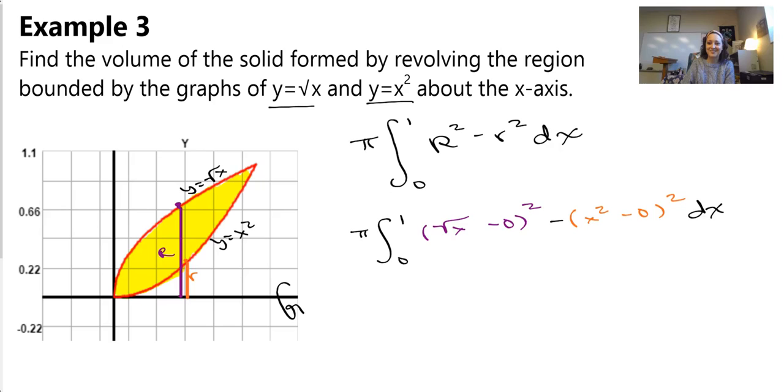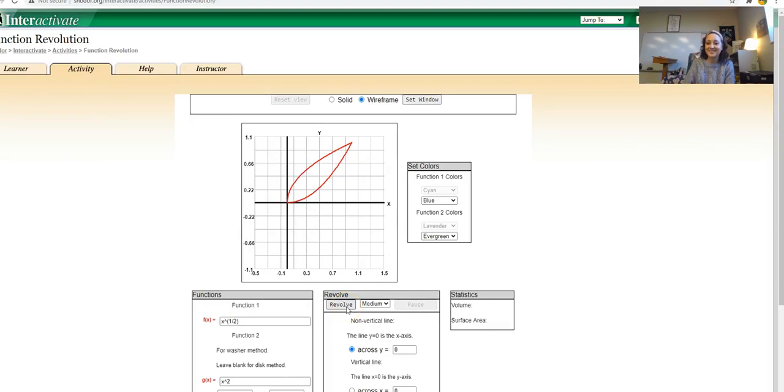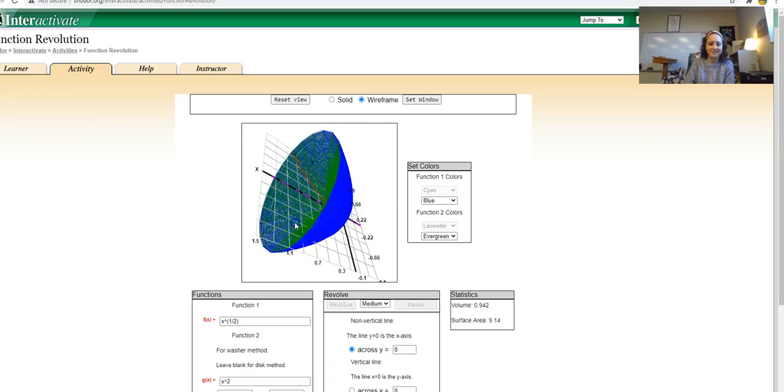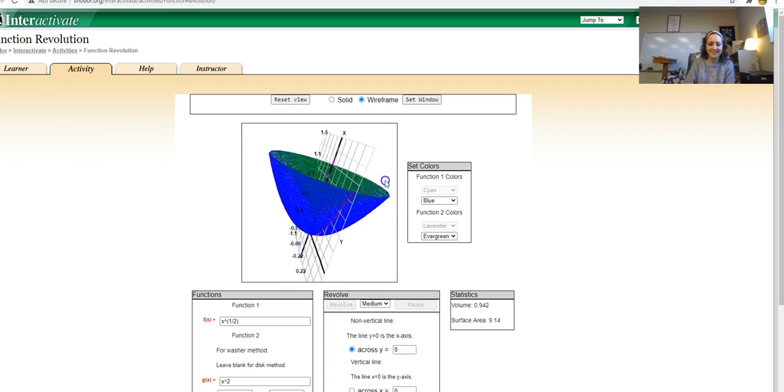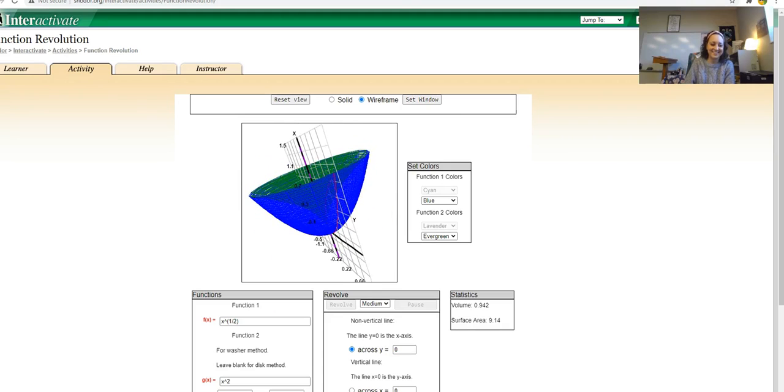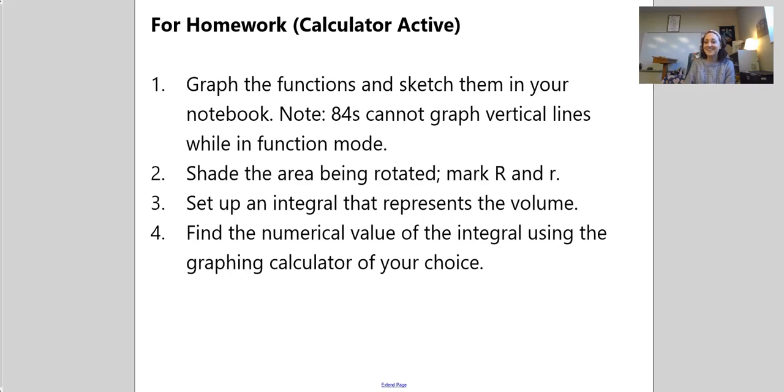Let's see what this type of thing looks like. All right, here is my region. I'm going to revolve it about the x-axis here. You can see now we've got kind of a bowl again, right? But we've got some empty space in here, so you can see this as I rotate it. Really pretty 3D shape here, yeah? All right, so I did setup only.